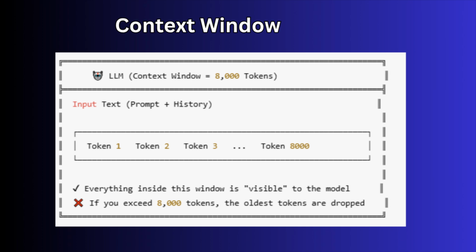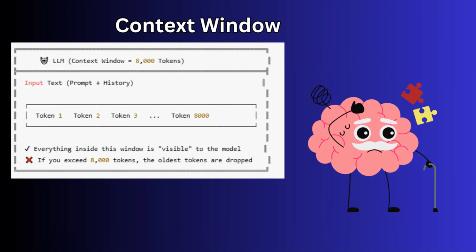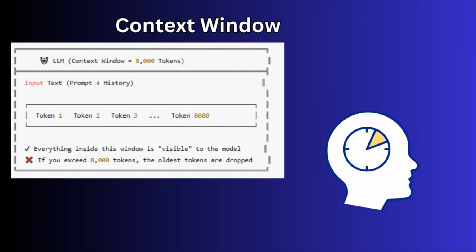But if your conversation or document gets too long and goes over the token limit, the model starts to forget the earlier part of the conversation. It focuses only on the most recent content that fits within the window. That's why you might notice the AI forgetting earlier parts of a chat. It is not broken, it is just working with its memory limit.